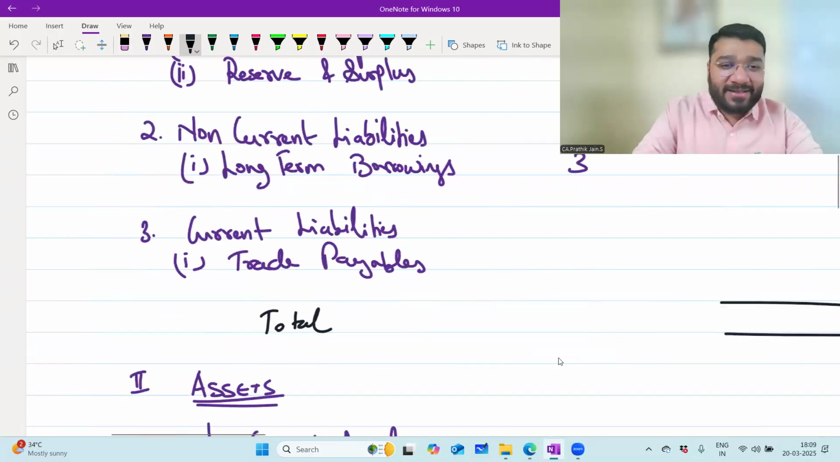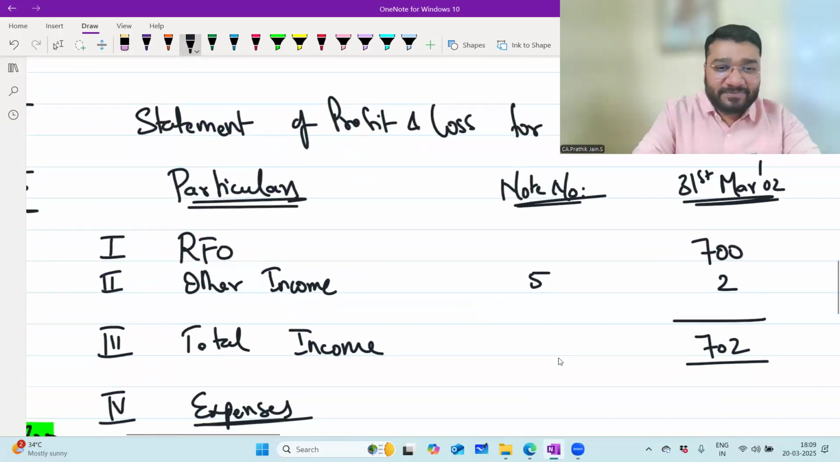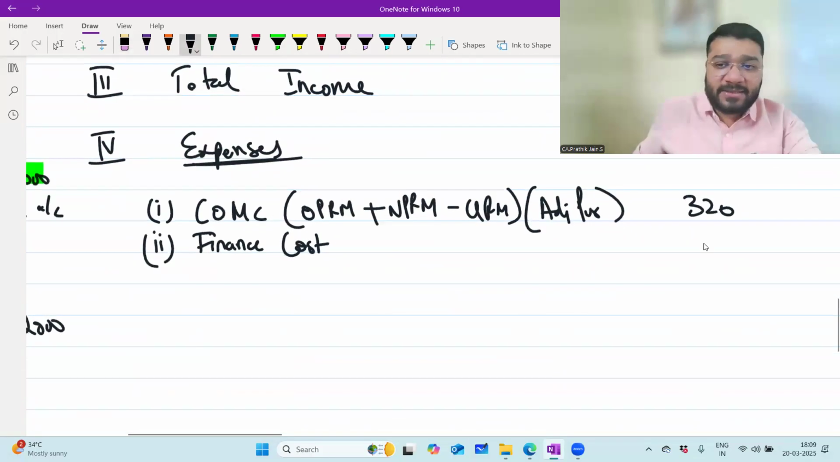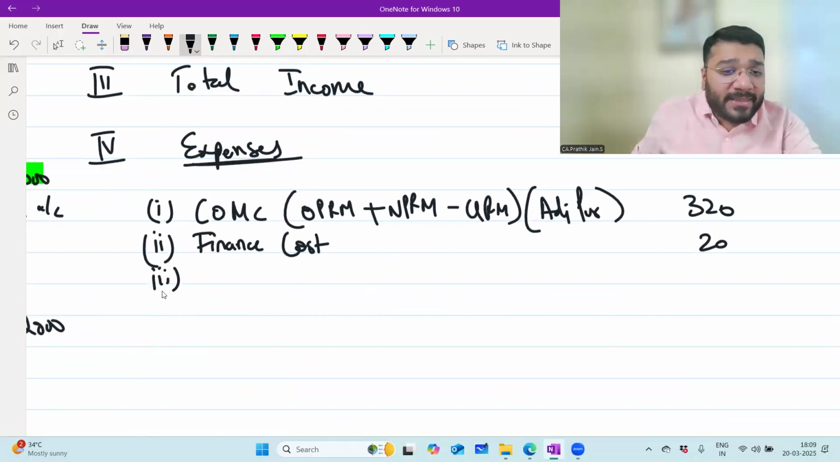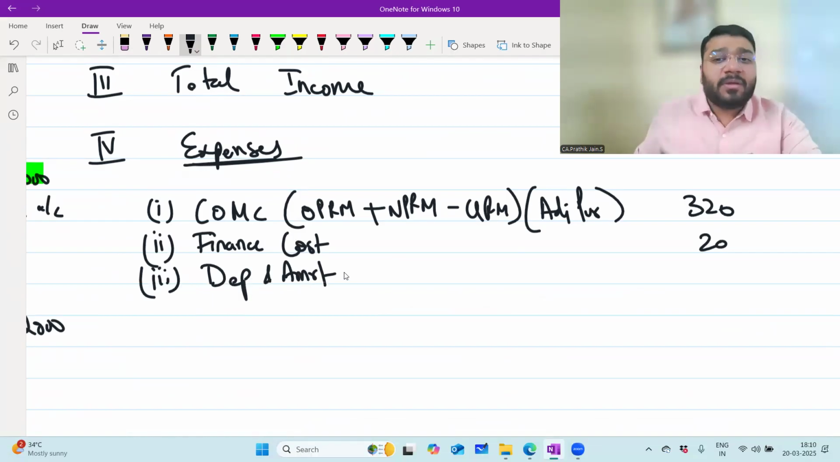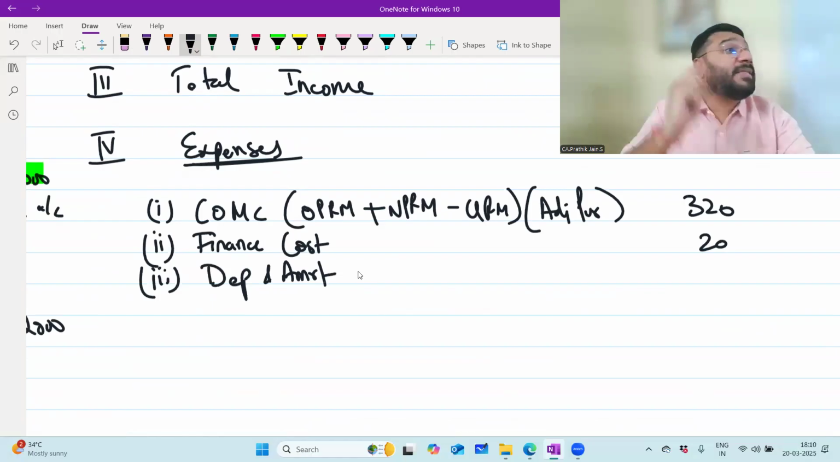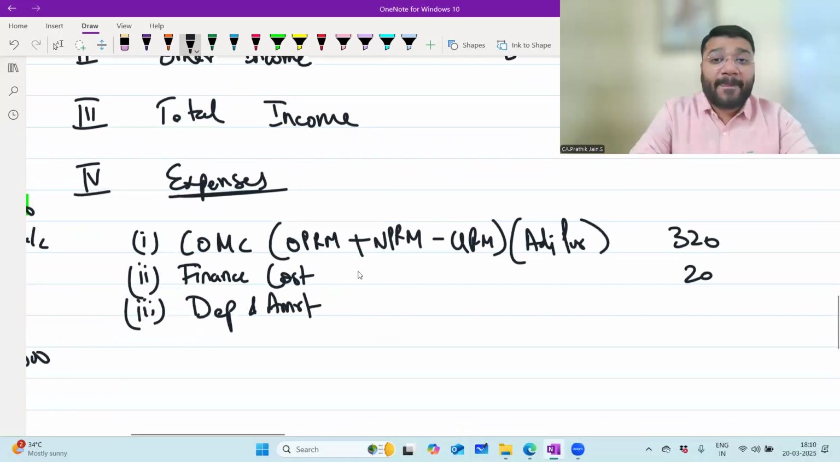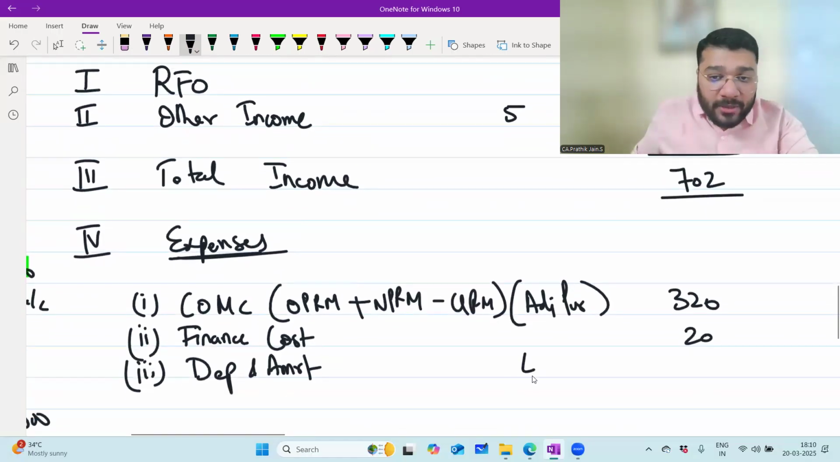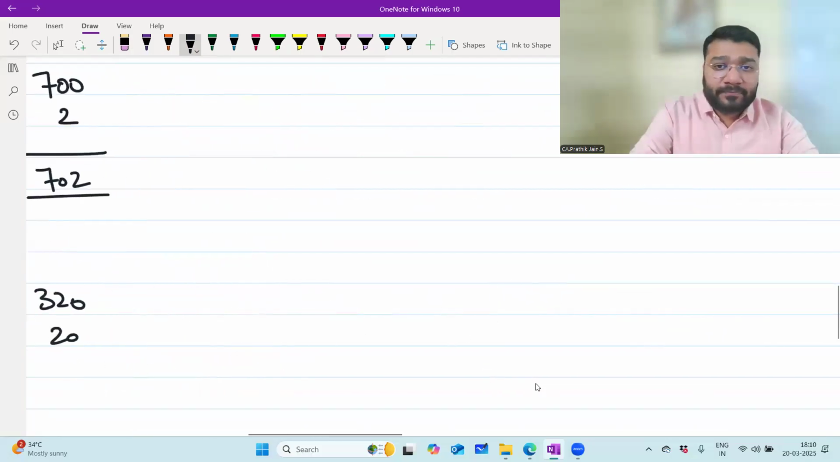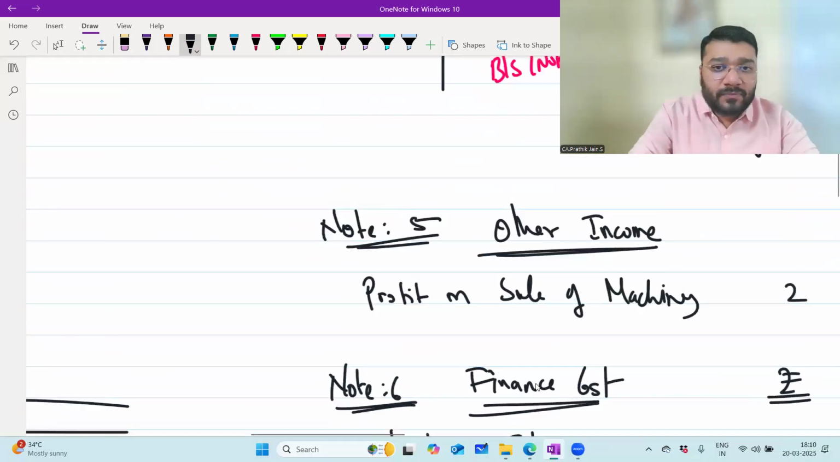Okay, come back to your P&L. Finance cost 20. Next, after finance cost, depreciation and amortization. Here the note number for PPE will be the same. So what note number for PPE? 4. Same note number you have to give here. So note number 4.